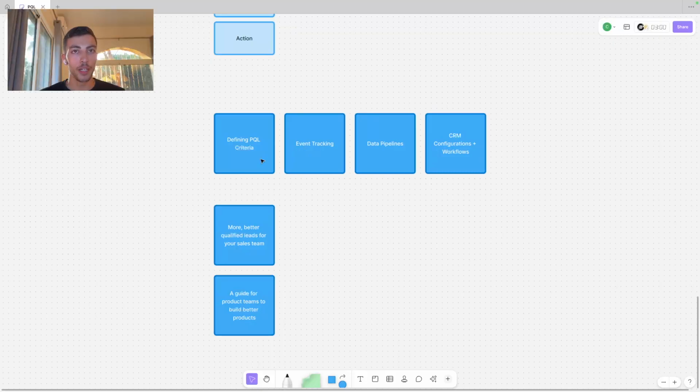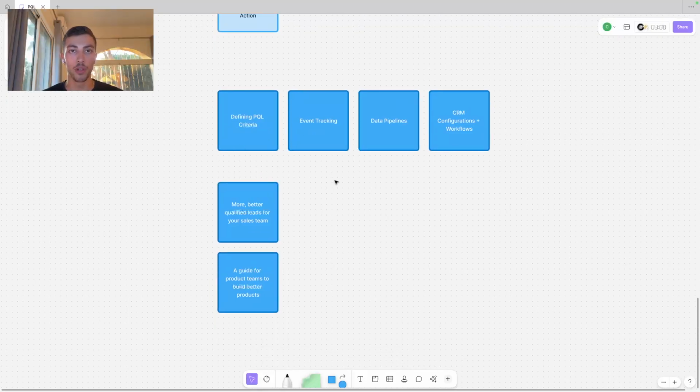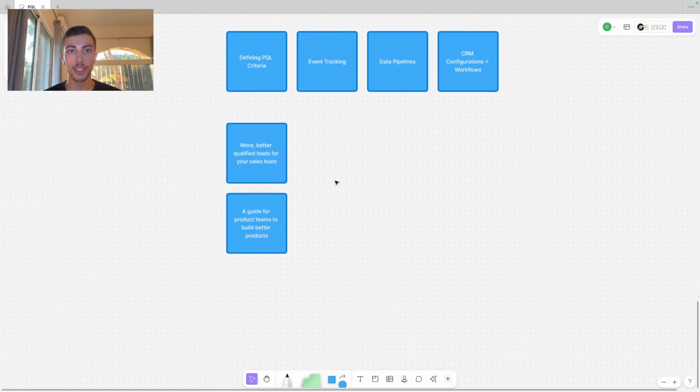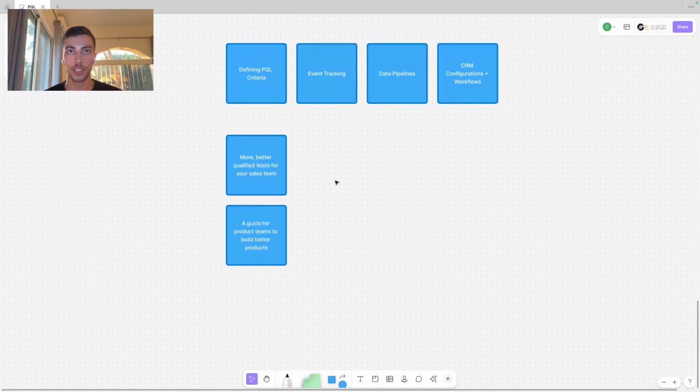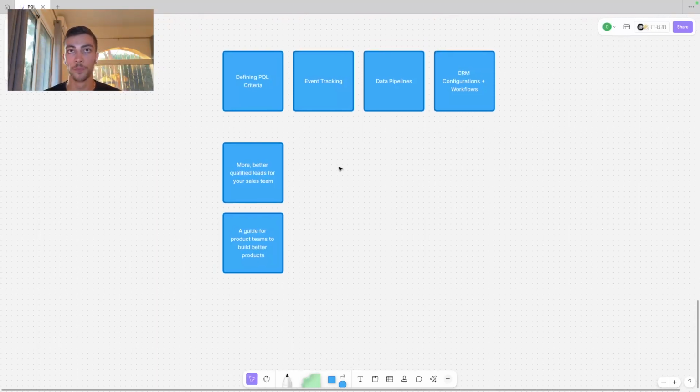So I'm going to talk a bit about, first of all, defining the product qualified lead criteria. It's important for two reasons. First, we want to give more qualified leads to our sales team. But also, having clear criteria of what sort of engagement or early signs of activation means can help the product teams build better products, because then they can optimize for certain features or the product experience to lead to adoption of those features.